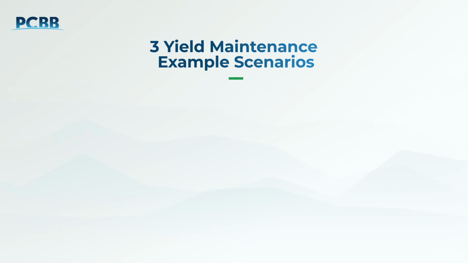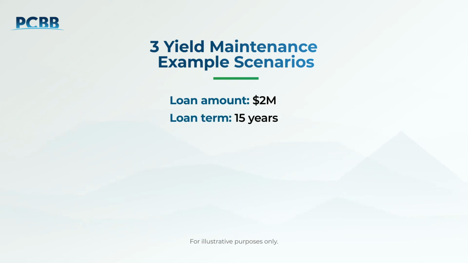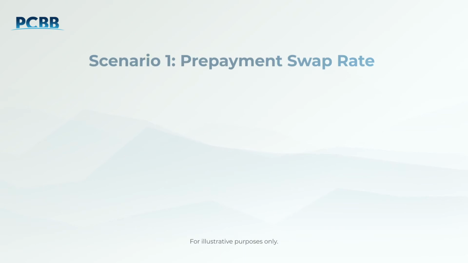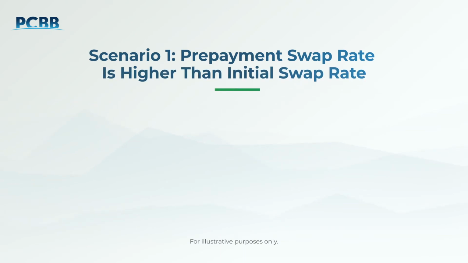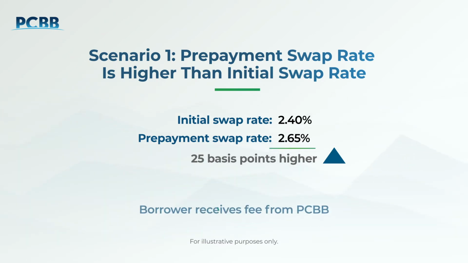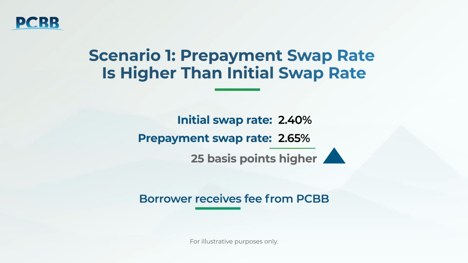Now we'll look at 3 different scenarios where yield maintenance is triggered. We'll assume a $2 million hedged loan with a 15-year swap rate at inception of 2.4% and a borrower who decides to prepay or amend the loan with 10 years remaining on the term. In the first scenario, the prepayment swap rate for the 10 years remaining is 2.65%, 25 basis points higher than the initial swap rate. Since the prepayment swap rate is higher than the initial swap rate, the borrower will receive a prepayment fee from PCBB.